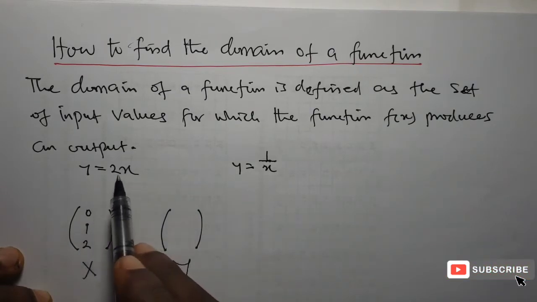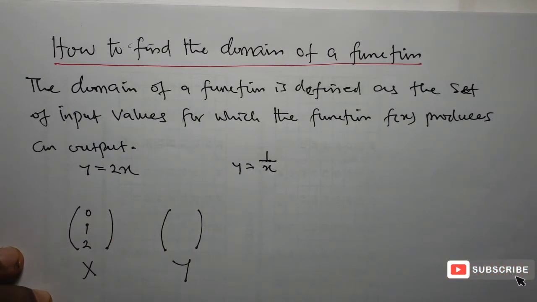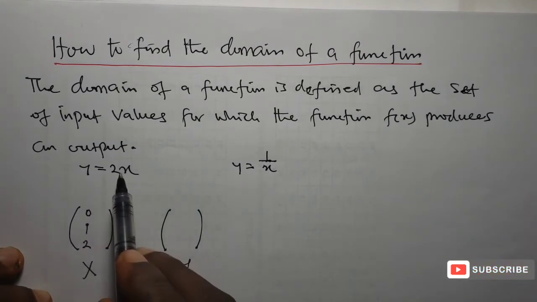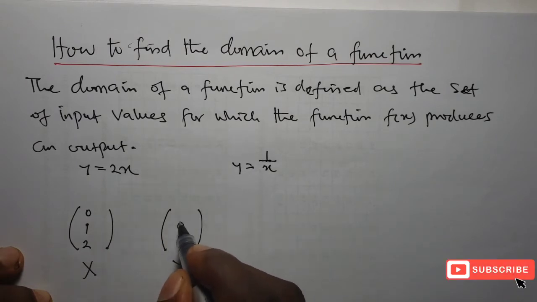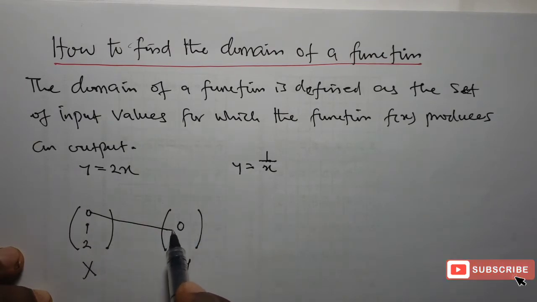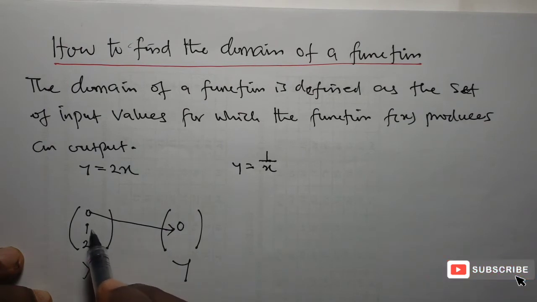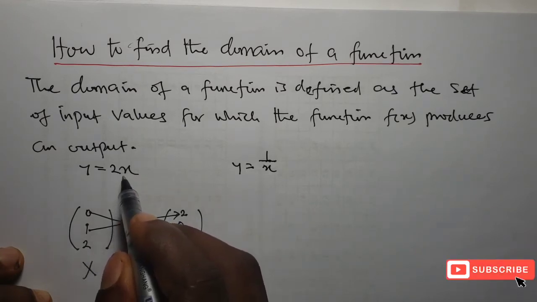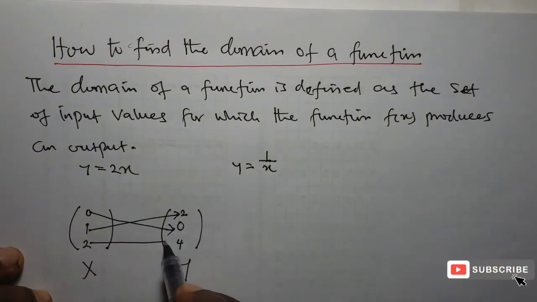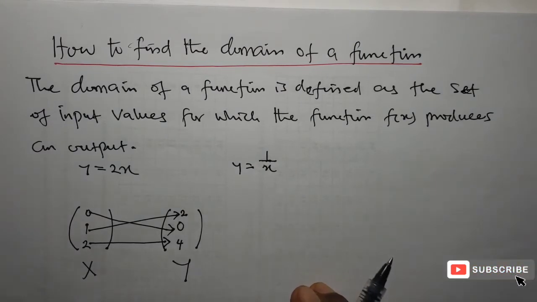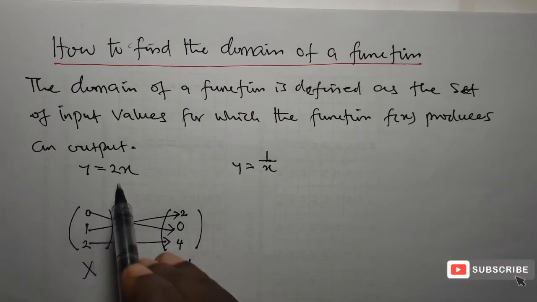If we plug in 0 into this function, what will be the image? We have 2 times 0 is 0. So 0 will be mapped to 0. If we plug in the value 1, we have 2 times 1 is 2. So 1 is mapped to 2. If you put in the value 2, we have 4. So 2 is mapped to 4. So the elements 0, 1, and 2 are called the domain of the function y equal to 2x.